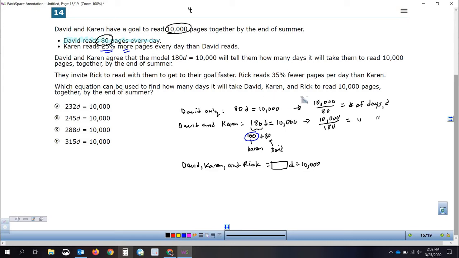Alrighty, so here we go. What does it tell us? It says Rick reads 35% fewer pages than Karen. 35% fewer pages than Karen. How many does Karen read?